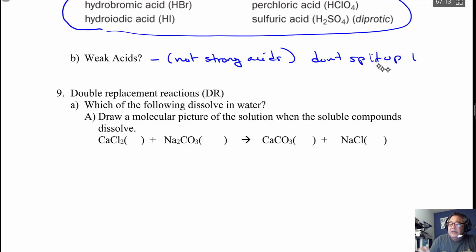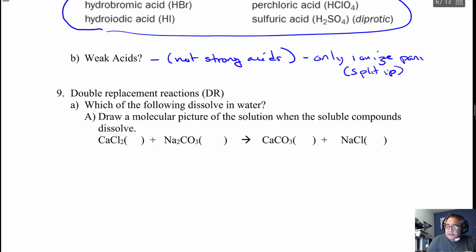Well, let's say it's split up just a little bit. I was going to say they don't split up 100%, but that's very complicated. Only ionize. That's what we mean by that, is split up partially. And so these are weak electrolytes.